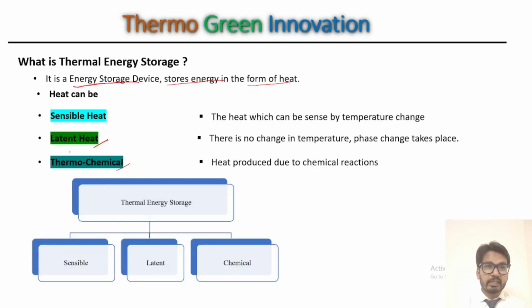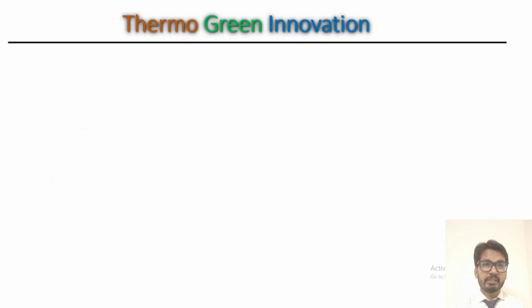So based on the form of energy stored, thermal energy storage can be sensible, latent and chemical. So basically, this is the type of thermal energy storage. As we move ahead, we will see the working principle of thermal energy storage. The working principle of thermal energy storage is basically the transfer of the heat. So we will understand what is the working principle of thermal energy storage.